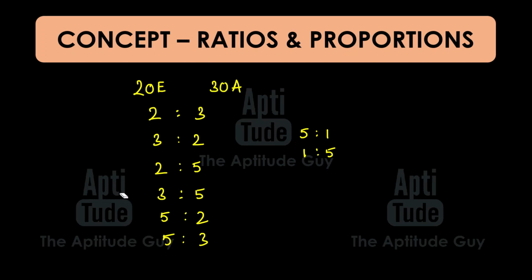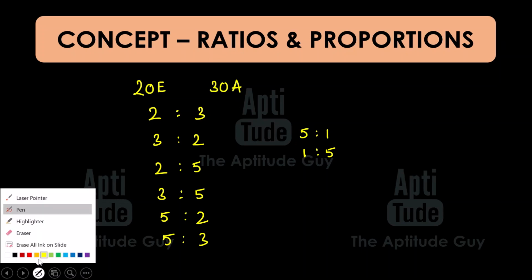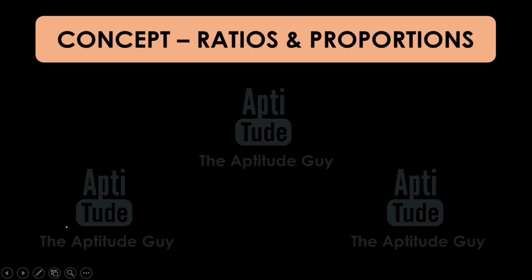The point is, whenever you are doing a ratios and proportions question, please read the end of the question properly because you have no idea what they have asked in the end. They could have asked anything. So please, please, please read the entire question before marking an answer.